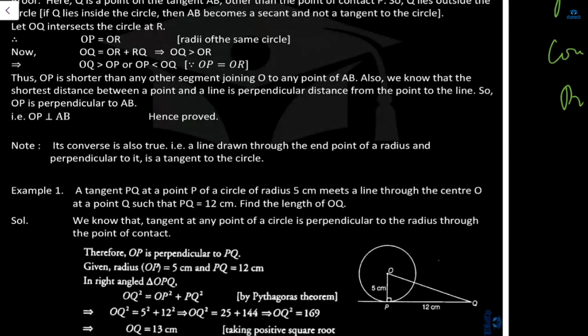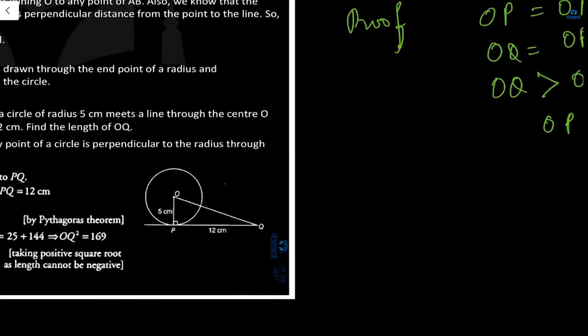So now the converse of the theorem says that a line drawn through the end point of a radius and perpendicular to it is a tangent to a circle. So how can you prove that this is tangent to a circle? Okay, this is the radius, and from the end point it is drawn. A tangent touches the circle at only a single point. So we can assume that it is touching the circle at any other point also. So we can assume that it is touching at 2 points.